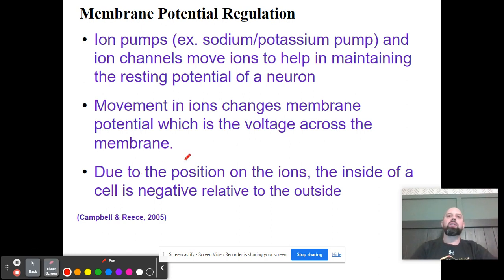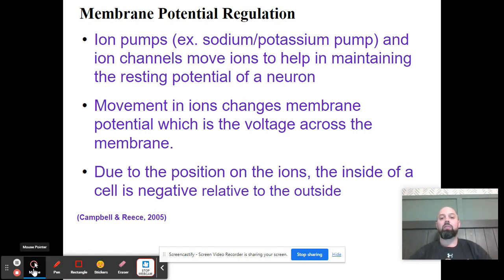And the movement of ions across that membrane changes the voltage across it. And we measure that by measuring the membrane potential. So that voltage is the membrane potential. And then due to the position of the ions, the cell tends to be negative relative to the outside. So we're measuring the inside of the cell when we're measuring the membrane potential, and it tends to be negative except for at the peak of an action potential. But at resting, it is negative.